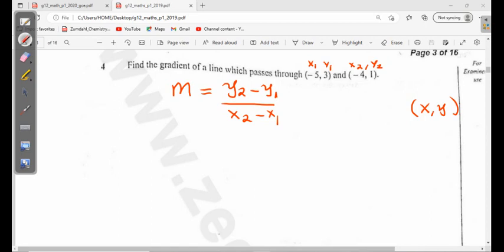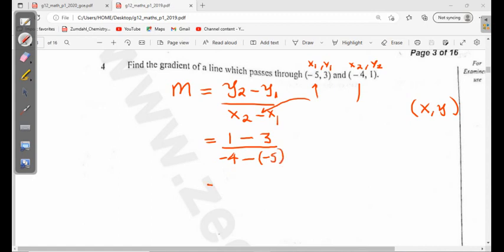So using this, we're going to put in this formula y2 minus y1. What is y2? You can see y2 is 1, minus what is y1? We can see y1 is 3, divided by x2. Now what is x2 in this? We can see that x2 is negative 4, minus. The minus is coming from the formula, minus x1. What is x1? We can see that x1 is negative 5. So negative 5, we should put it in brackets like that. If you change it, it will change the answer.